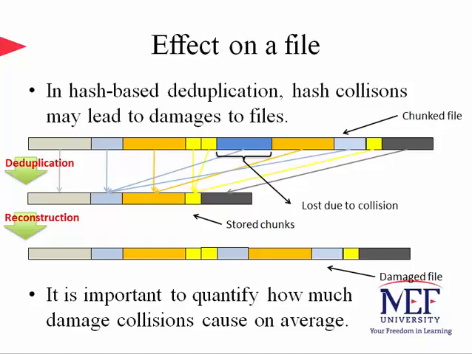I'm talking about the chunk stream in the middle. The dark blue is lost due to the collision phenomenon. Once we want to reconstruct the data, we get a file shown at the bottom, which is smaller than the original because the light blue chunk now replaces the bigger dark blue chunk in the reconstruction procedure. So it's of interest to quantify on average how harmful this would be from a reconstruction point of view.